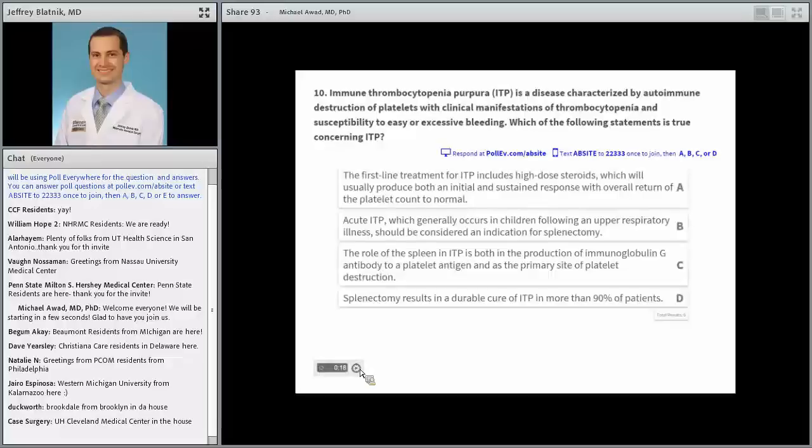A, the first-line treatment for ITP includes hydrosteroids, which will usually produce both an initial and sustained response with overall return of the platelet count to normal. B, acute ITP, which generally occurs in children following upper respiratory illness, should be considered an indication for splenectomy. C, the role of the spleen in ITP is both in the production of IgG antibodies to the platelet antigen as well as the primary site of platelet destruction. And D, splenectomy results in a durable cure for ITP in more than 90% of patients.